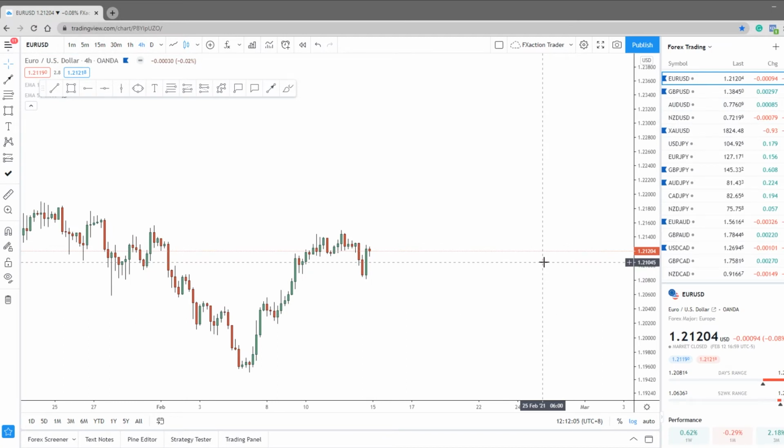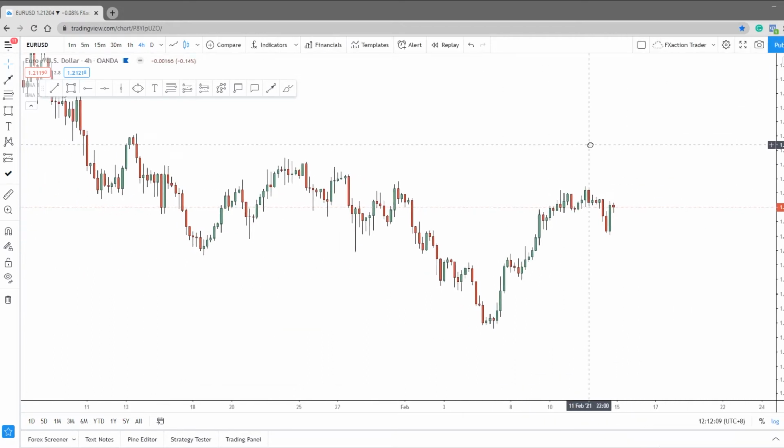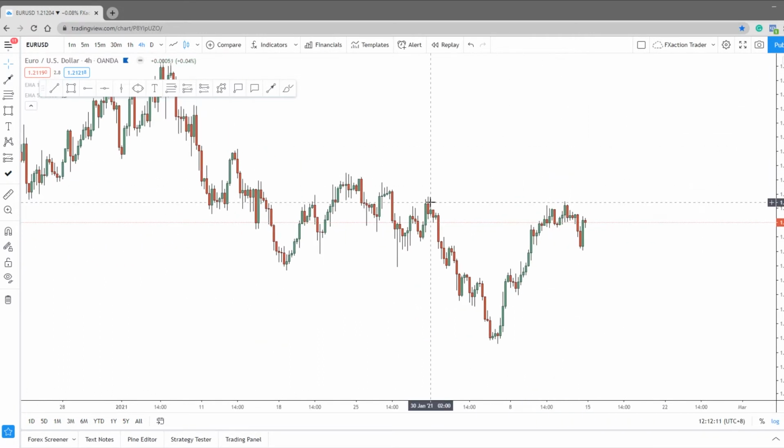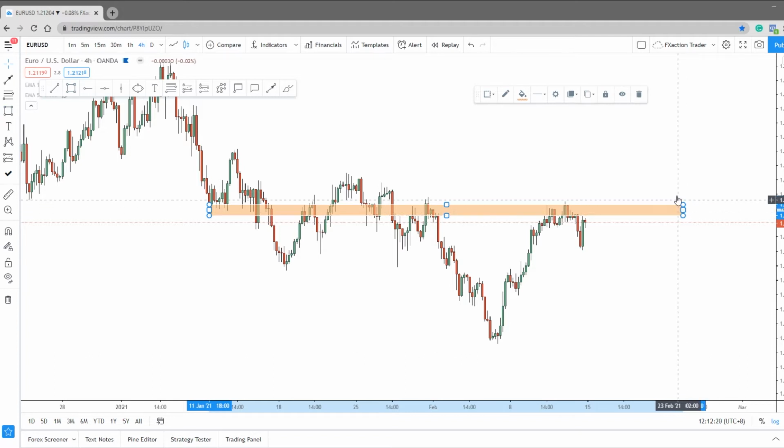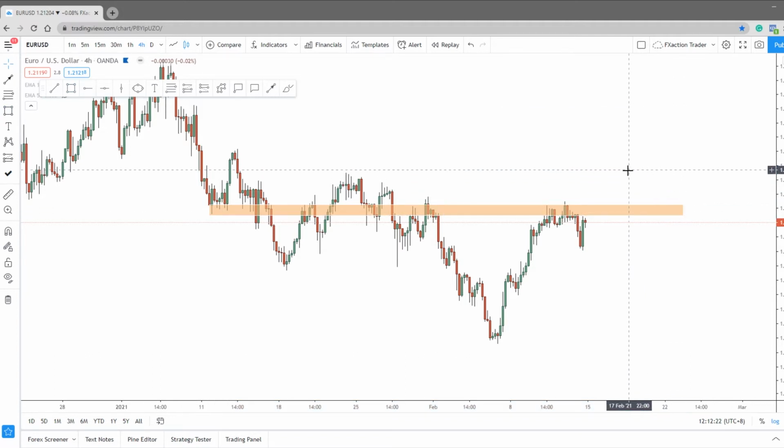Alright, so let us start with the first pair of this week, Euro Dollar. So on the Euro Dollar H4 chart, we can clearly see that the market has formed a zone of resistance around this level, 1.2145. So in this case, we are going to look for a sell trade instead of a buy trade.